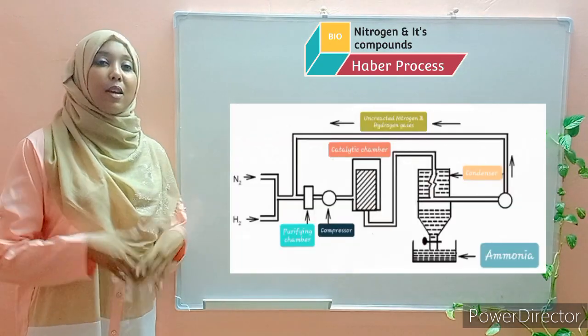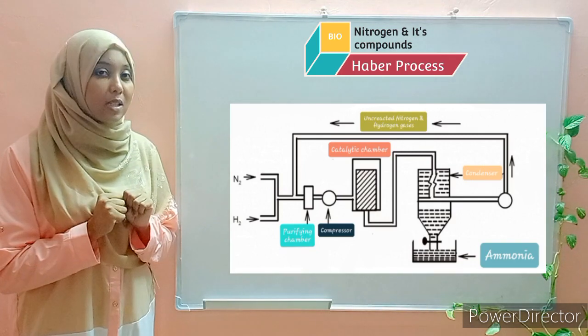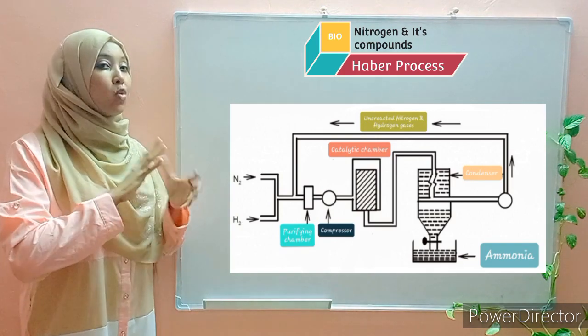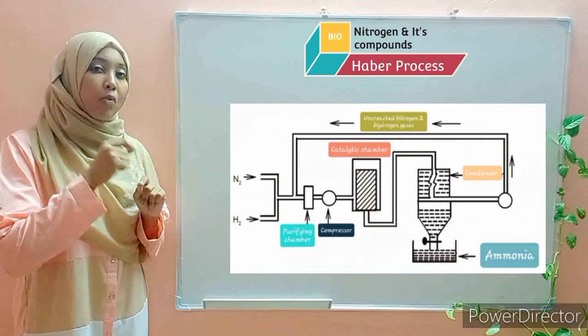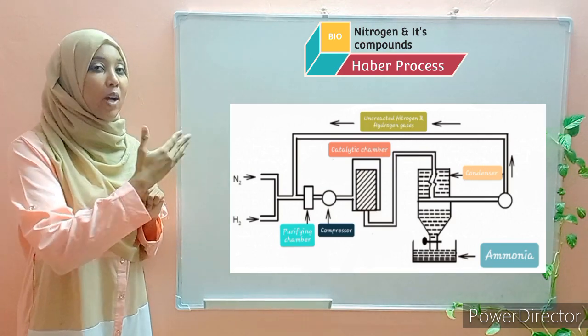Now, first thing, nitrogen gas is mixed with hydrogen gas. These two form a mixture. The ratio at which the two gases are mixed is 1:3. So with every 1 mole of nitrogen gas, you are having 3 moles of hydrogen gas. So a ratio of 1:3.